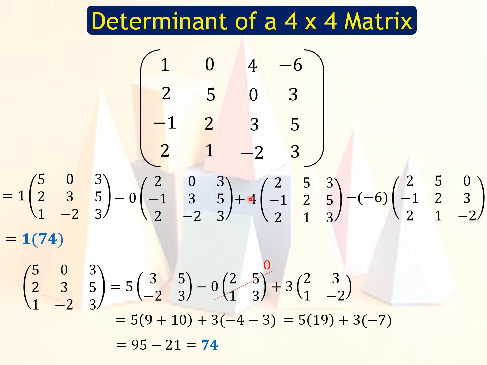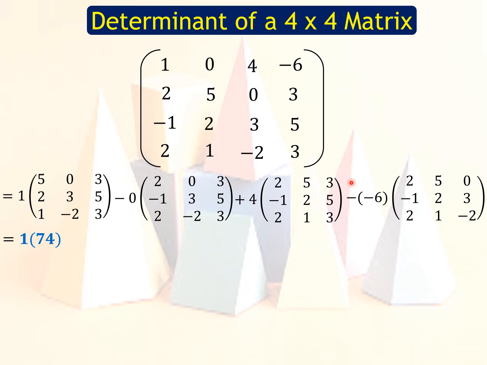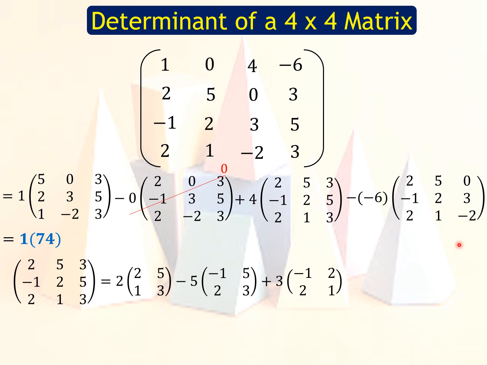This one is automatically equal to 0 because any number multiplied by 0 is equal to 0. So let us have the third 3 by 3 matrix, because this one we can eliminate. It is automatically equal to 0. So remember, any number multiplied by 0 is equal to 0. Now let us do matrix number 3.